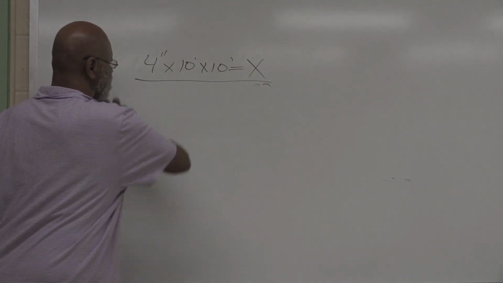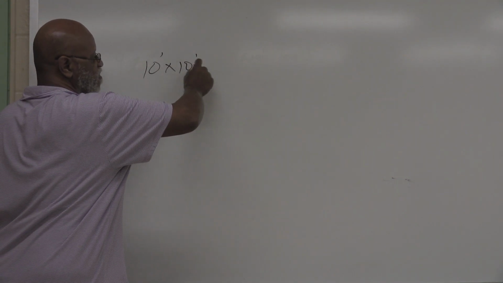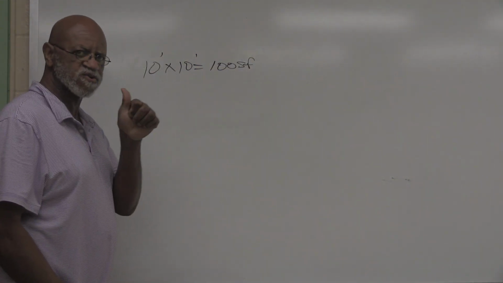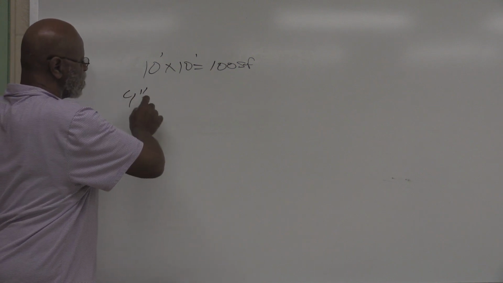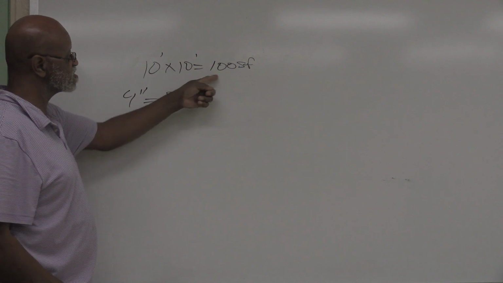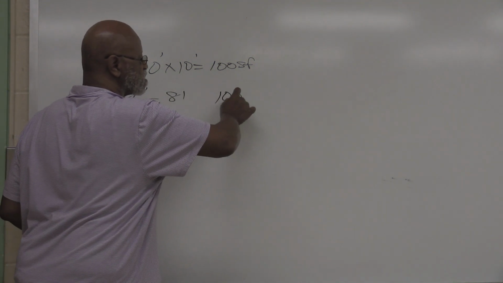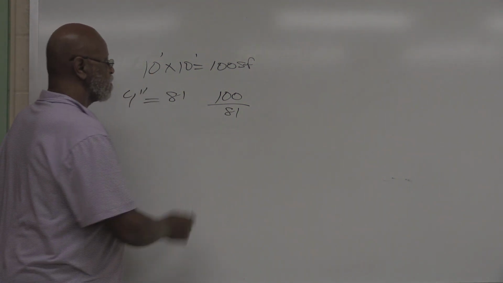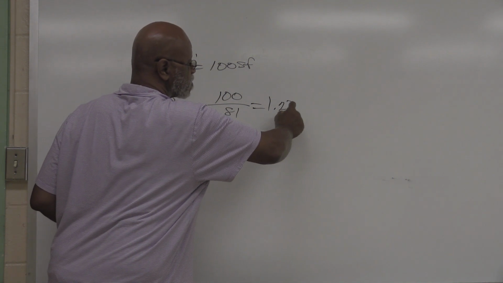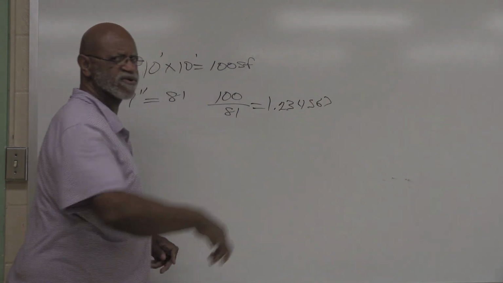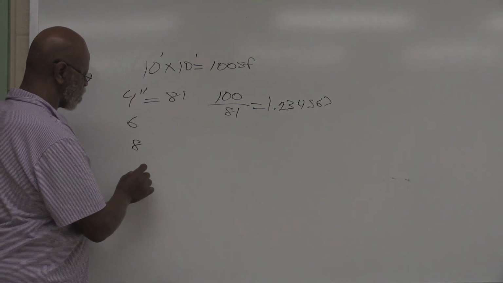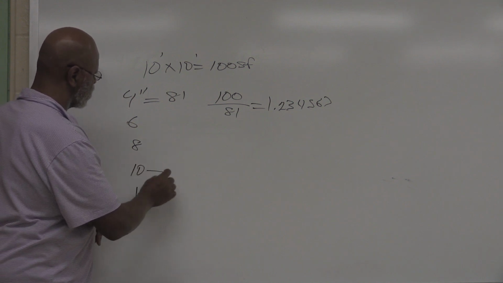We're going to use the square feet. So this is 10 feet by 10 feet, and that's going to equal 100 square feet. But we're going to use, for 4 inches, we're going to use 81. So in this case, we would take 100 and divide it by 81 for a 4-inch thick slab, right? And it's going to equal the same number. And so forth and so on. So I'll give you a list of these. For 4 inches, 6, 8, 10, and 12 inches.